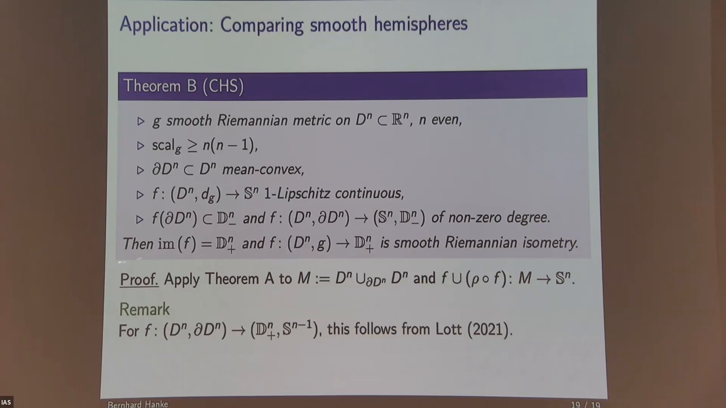And we assume that the boundary of this disk is mapped to the southern hemisphere. This is one property. And the map of pairs, Dn goes to Sn, and the boundary goes to the lower hemisphere, is of non-zero degree. So in other words, you take this hemisphere, you take the ball and wrap it around a unit sphere such that the boundary of this ball lands on the southern hemisphere of the unit sphere. This is what we do. And under these assumptions, the image of F must be the upper hemisphere, and F is actually a smooth Riemannian isometry.